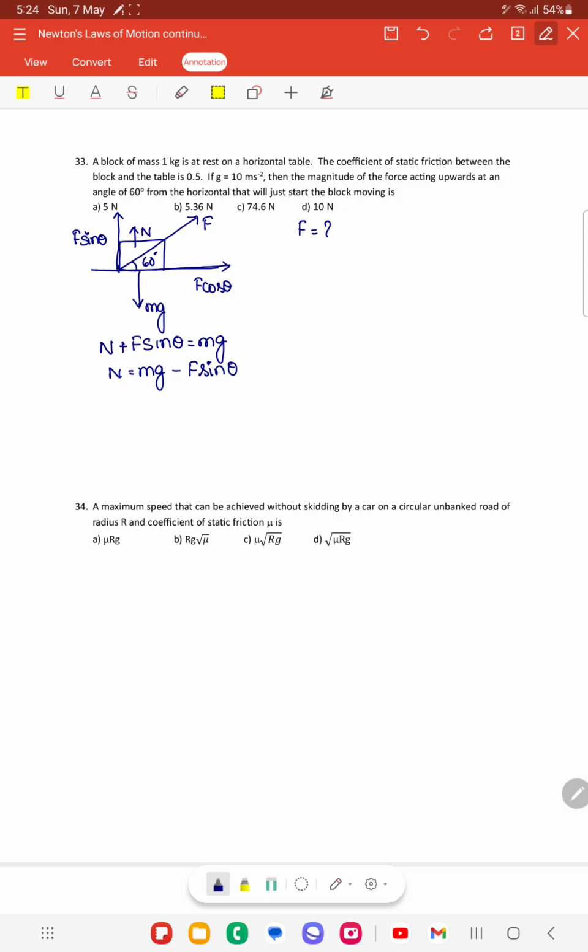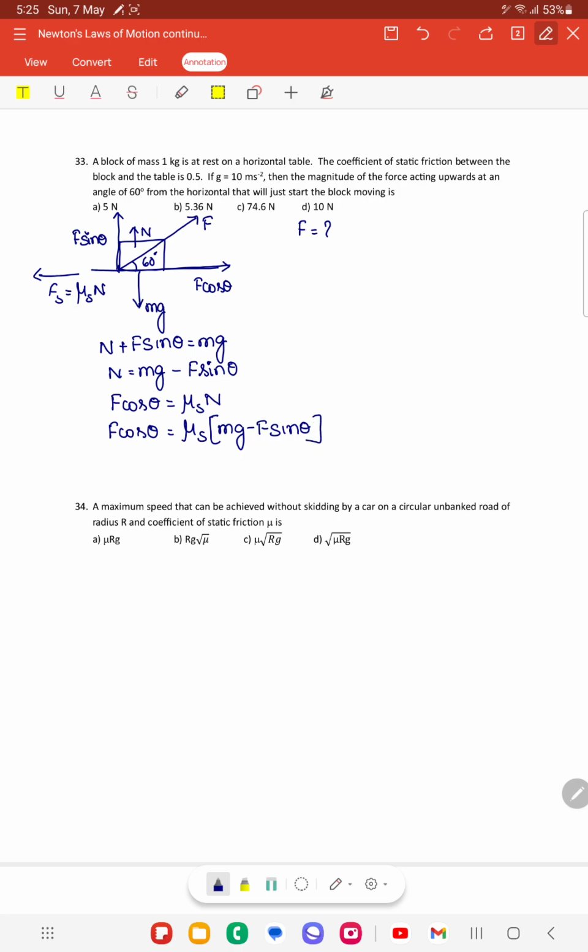And here, if you consider the object moving along the horizontal, the frictional force acts in the opposite direction. We can consider it as Fs. So we have the second equation, F cos theta is equal to Fs. Fs is nothing but mu s into N. Here we have the N equation. Substitute F cos theta is equal to mu s into N, where N is mg minus F sin theta.